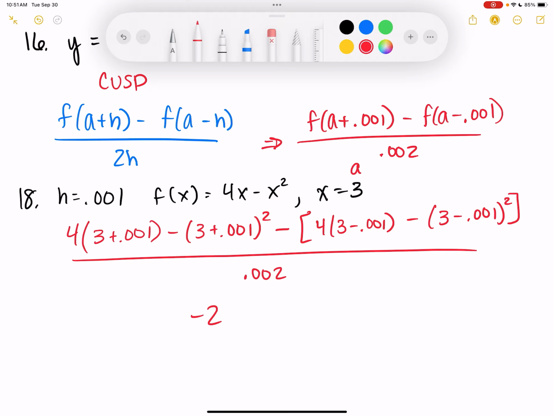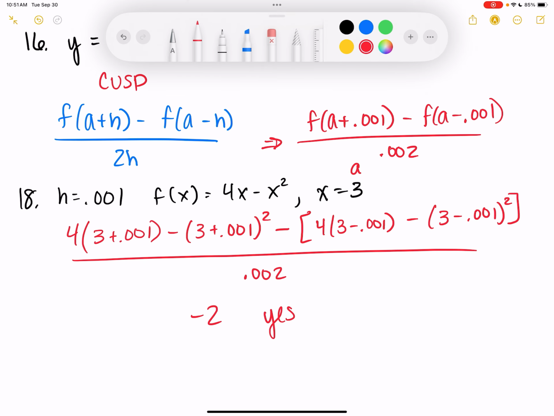So they ask us, is this function differentiable at the indicated point? Well, it ends up being a number, so yes. Basically, unless it comes out to be 0, it is differentiable.